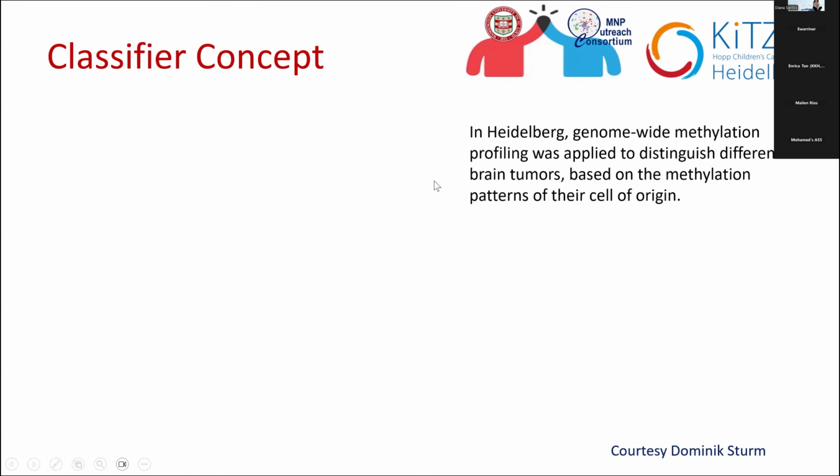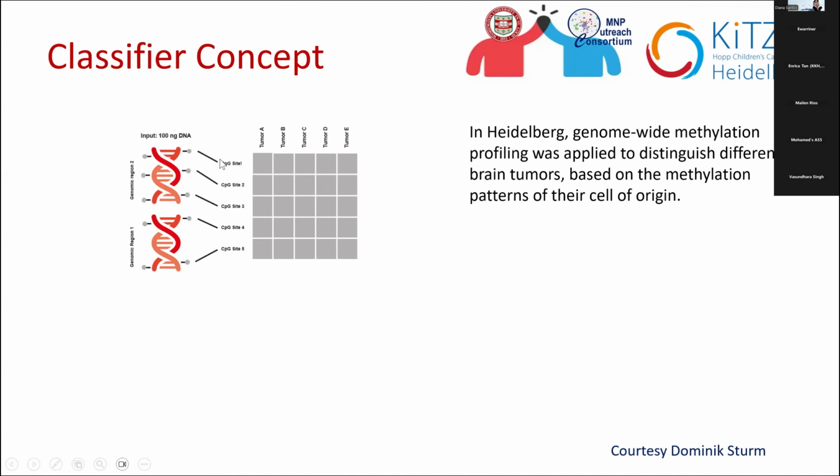And now let's talk about how the concept was utilized to develop the classifier, which also was touched by Jan Muller in the last session. So in Heidelberg, genome-wide methylation profiling was applied to distinguish different brain tumors based on methylation patterns of their cell of origin. So if you look at these 5 tumors from A to E, let's only focus on those 5 different CpG sites from 1 to 5, but please keep in mind that in methylation arrays, we're looking at much more.